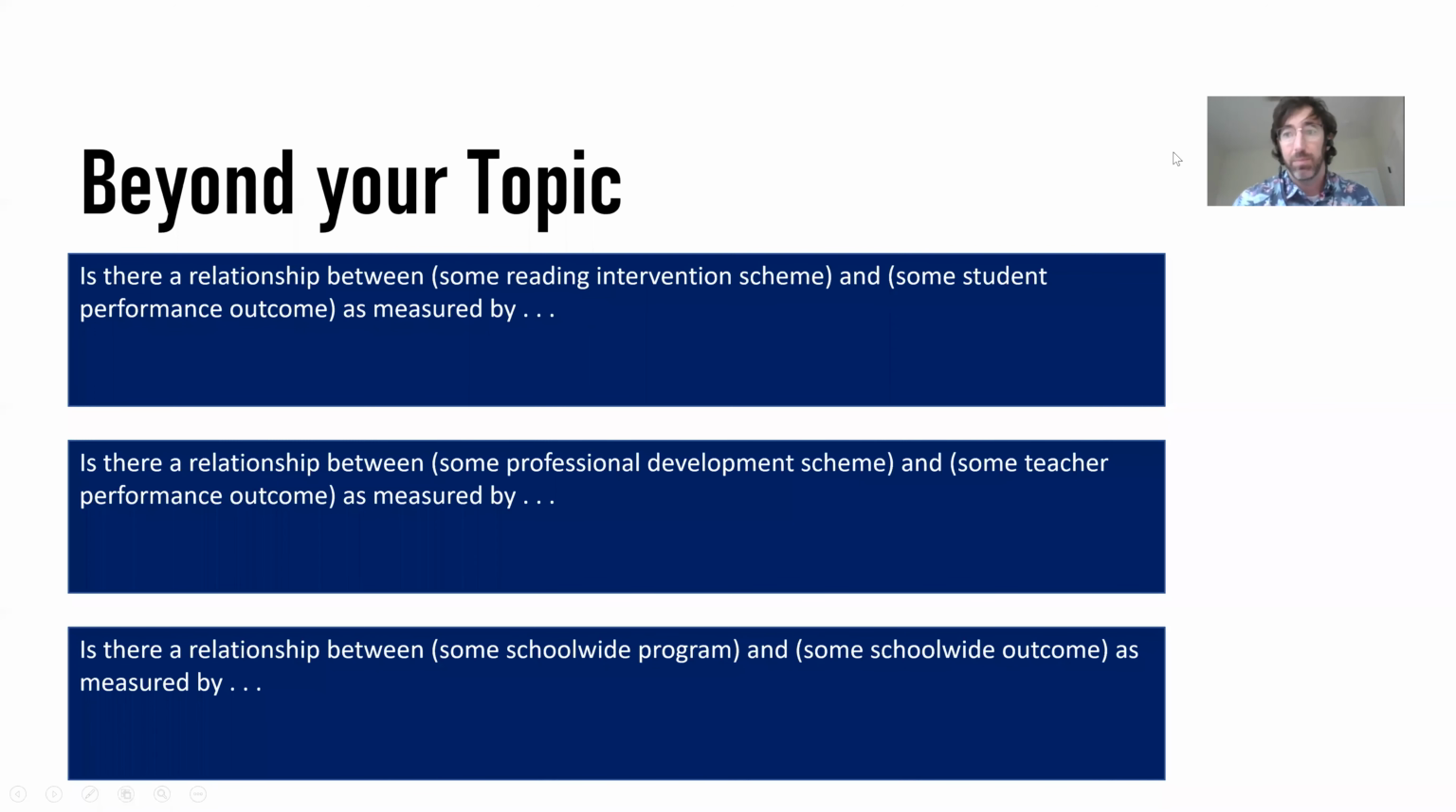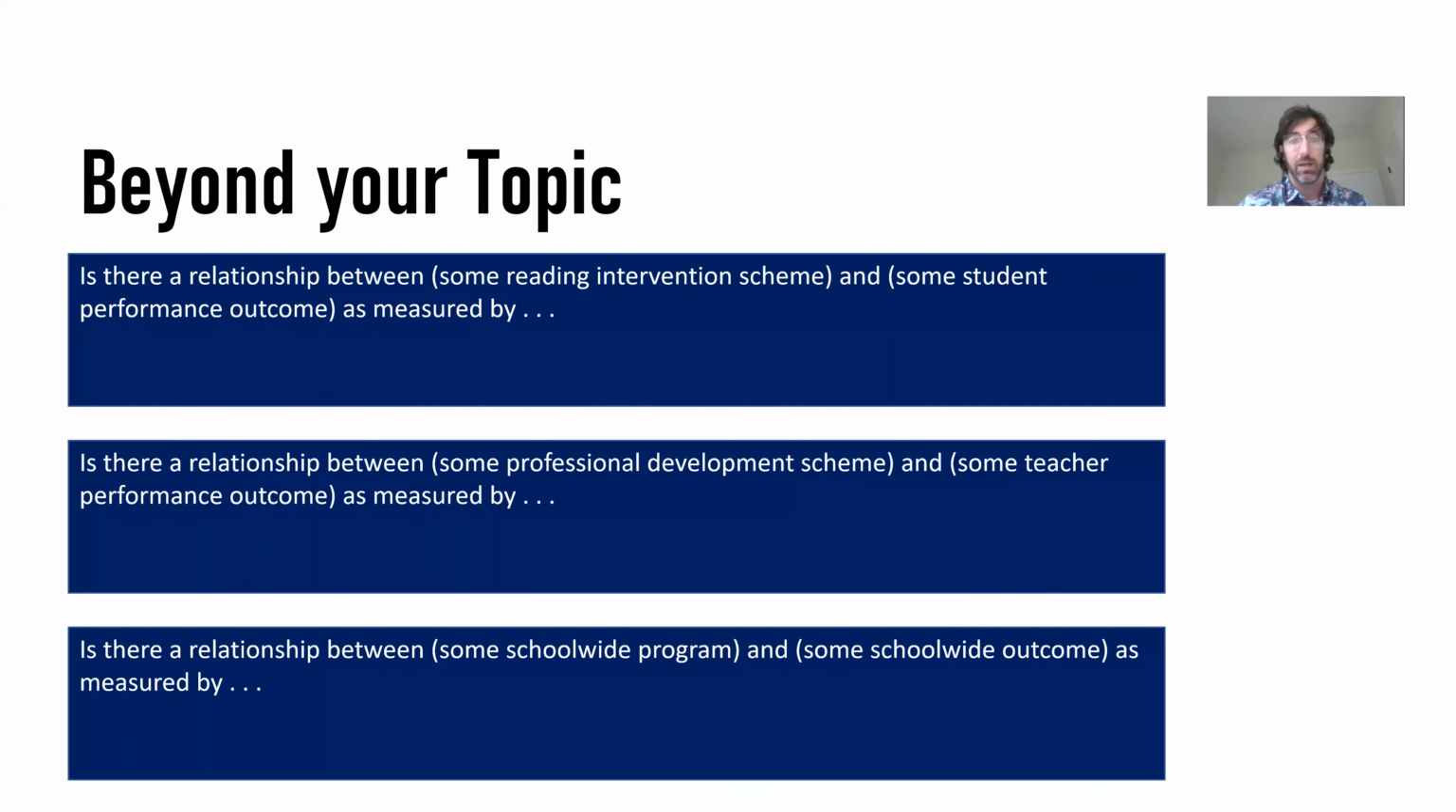We're going to use 3 examples to go through this lesson. And so when I say overarching ideas, competing ideas, let's look at these examples and we'll see how we can put some flesh to them. So is there a relationship between some reading intervention scheme, doesn't matter what it is, and some student performance outcome? Is there a relationship between some professional development scheme, again, doesn't matter, and some teacher performance outcome? Is there a relationship between some school-wide program and some outcome? So those are the examples we'll use.